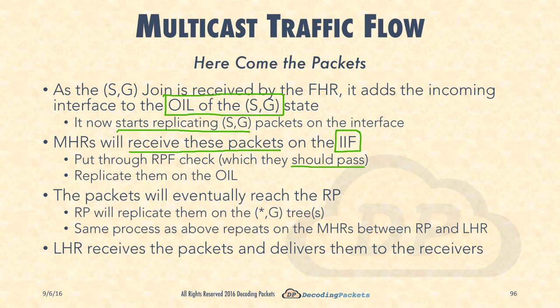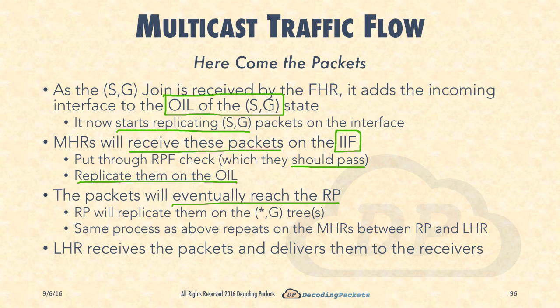And the MHRs can further replicate them down on the OIL. So receive it on the IIF, replicate it on the OIL. That's what we learned so far in multicast. The packets eventually, hop by hop, going through all of the MHRs that have those states, will eventually reach the RP.